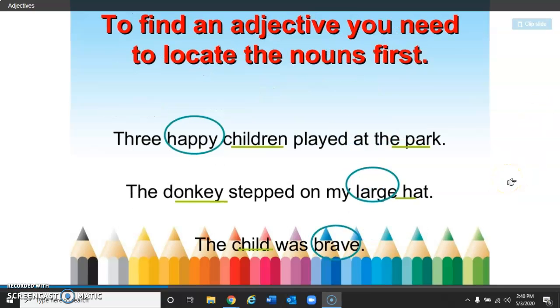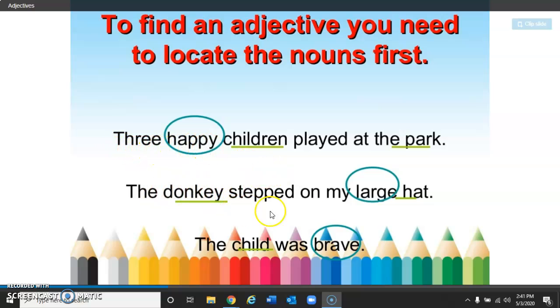3 happy children played at the park. So we have children, we have park. What kind of children? Happy children. And then here's one they didn't show. How many children? 3 children.